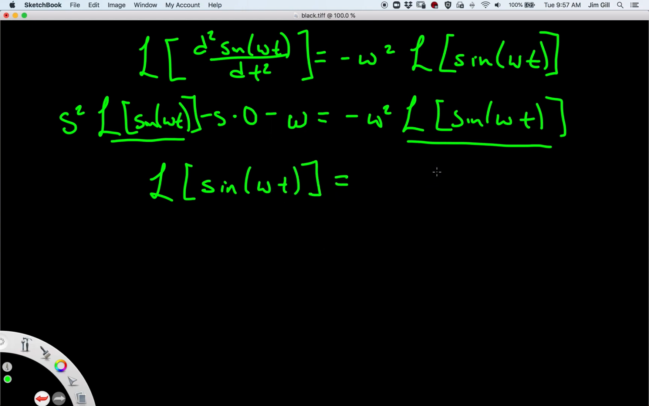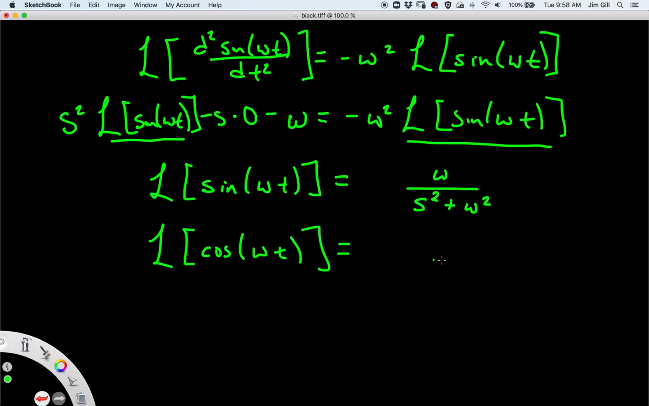It is going to be omega over s squared plus omega squared. All right, so there is our Laplace transform of sine of omega t. That's great. And a similar calculation will give the Laplace transform of cosine of omega t.